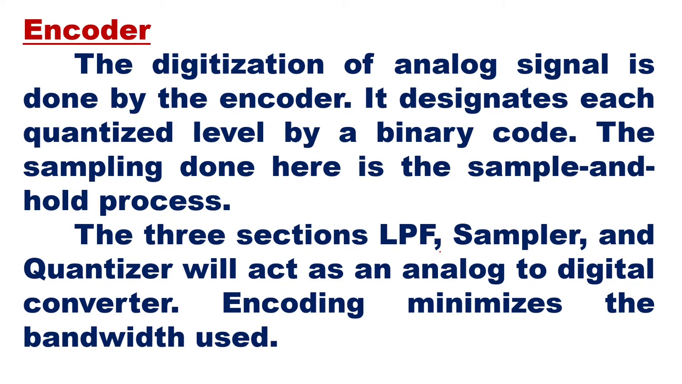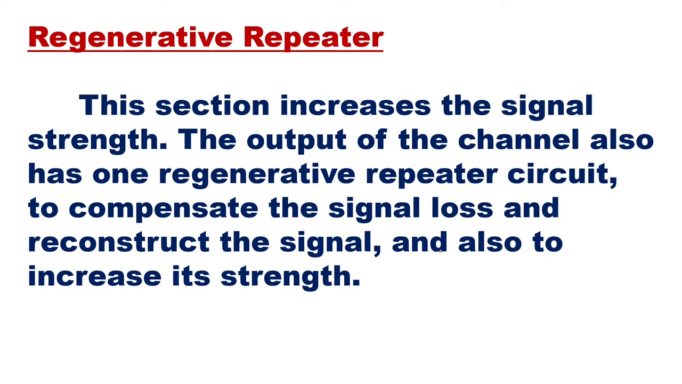Then we'll have the regenerative repeater on the channel side. This section increases the signal strength. The output of the channel also has one regenerative repeater circuit to compensate the signal loss and reconstruct the signal, and also to increase the strength. A new waveform will be generated after the regenerative repeater.